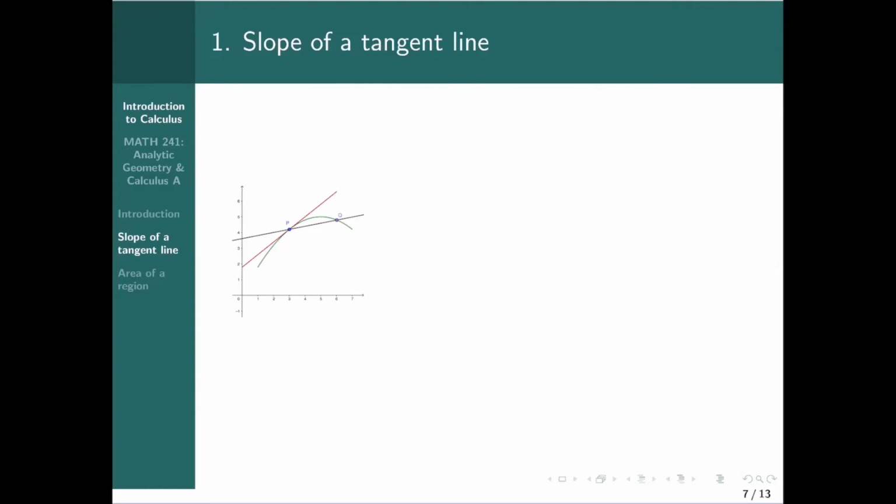So observe this line that passes through the points P and Q. It's called a secant line. A secant line is a line that intercepts a curve in at least 2 points. And looking at this picture, we can see that this secant line is a very rough approximation to the tangent line. So the slope of the secant line is going to be a very rough approximation to the slope of the tangent line.